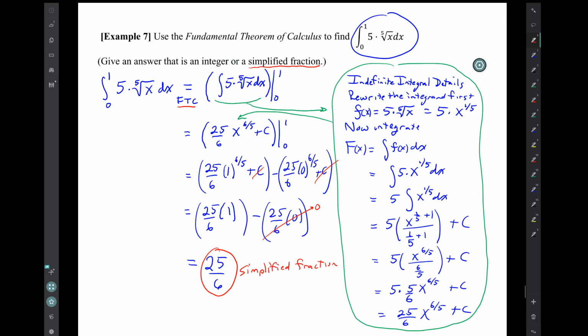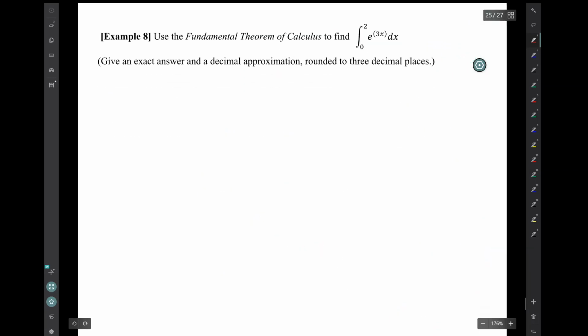Let's go on. Example 8. Use the fundamental theorem of calculus to find this definite integral. I'll use the same format.